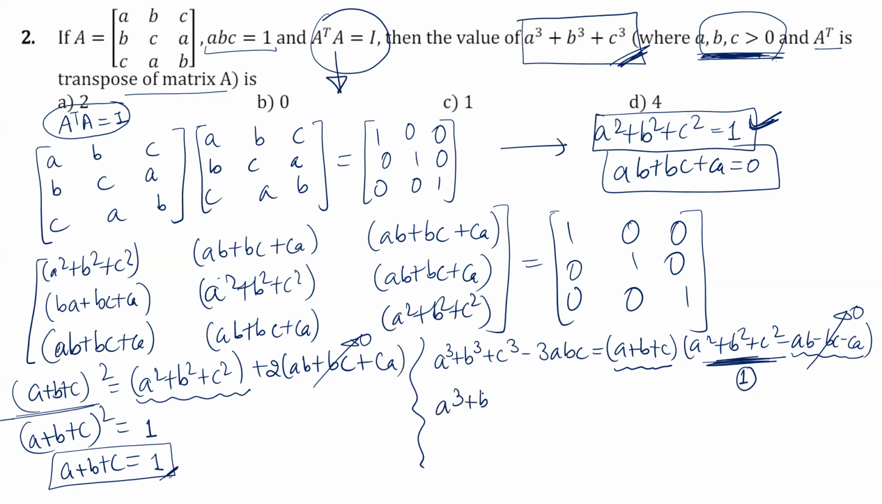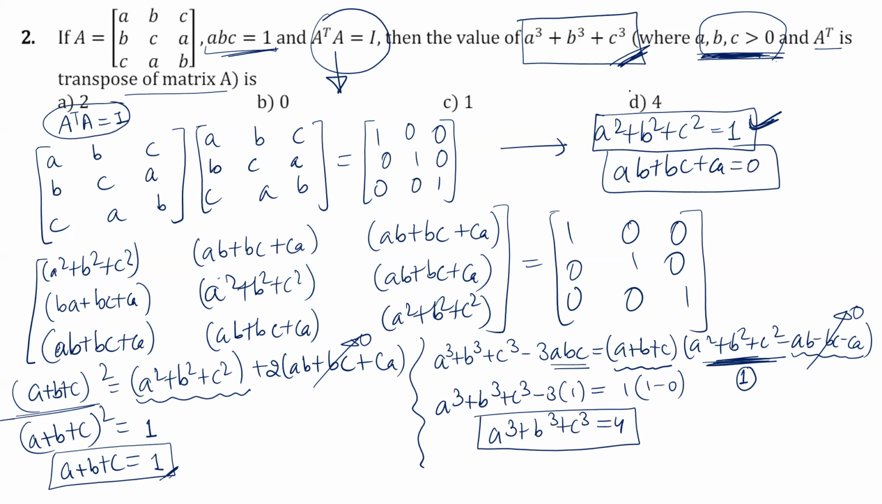So A cube, B cube, C cube minus 3ABC. ABC is also given in the question. Yes or no? So here 3 into 1, and this is also 1. This is 1 minus 0. So on the right hand side, this is 1. And this minus 3 will go on the right hand side, adds up. So this will give you 1 plus 3, 4. So option D will be correct.